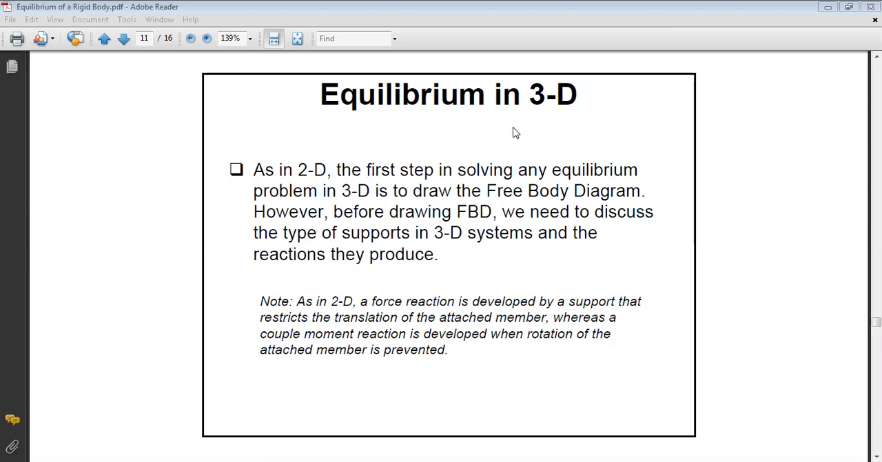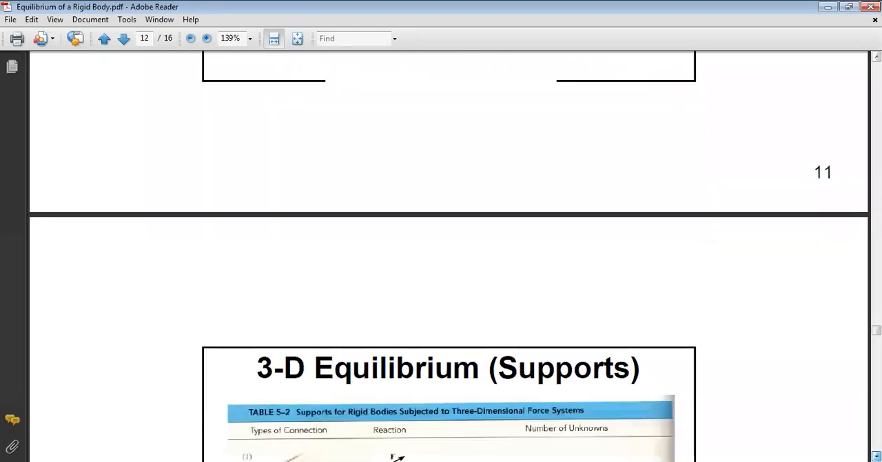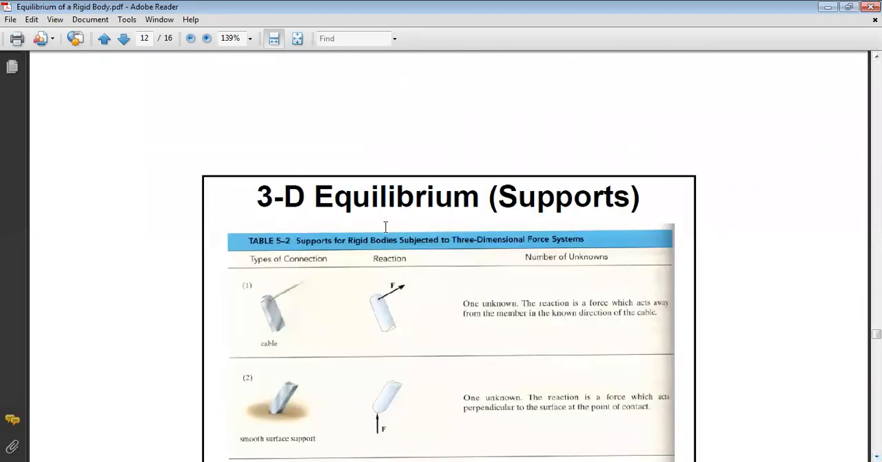Sum of forces equals 0 and sum of moments equals 0. And as we said, in 3D we will have 6 equilibrium equations, 3 in forces and 3 in moments, and then we can solve for up to 6 unknowns. Now, as we did in the case of equilibrium in 2D, the first step is to know the types of connections. What are the connections we might have in 3 dimensions?